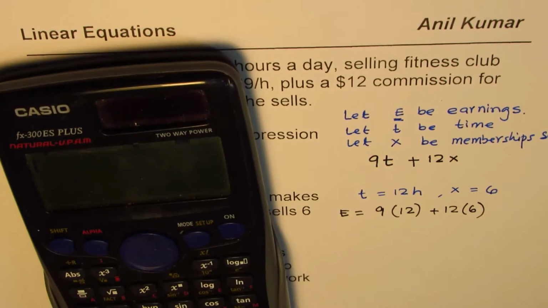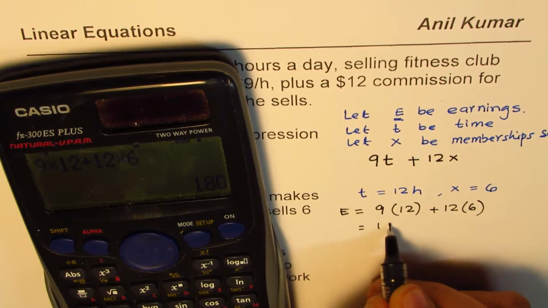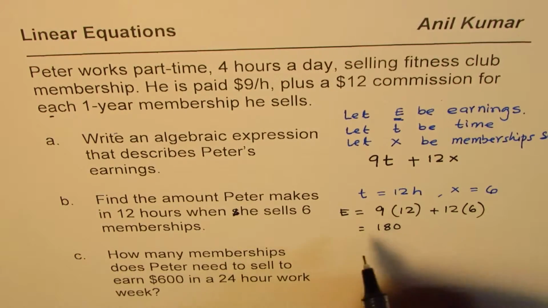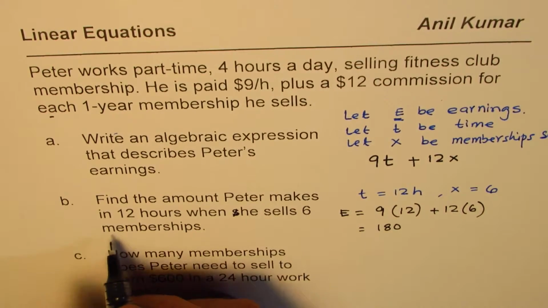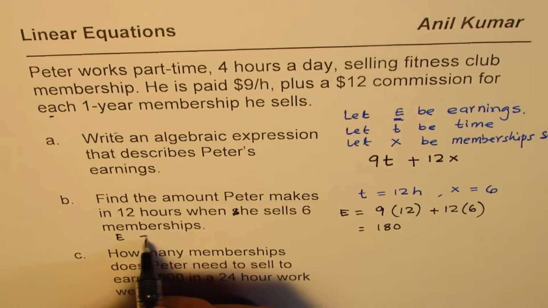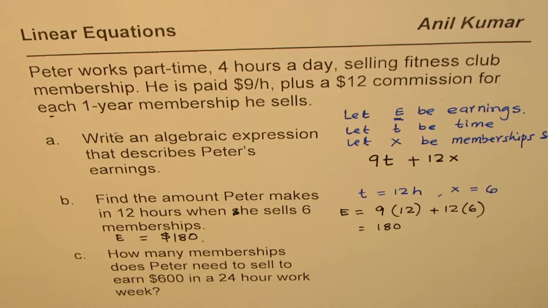You can use a calculator to find the answer, right? So let's use the calculator. So we have 9 times 12 plus 12 times 6. And that is equal to 180. The answer should be in dollars. So we'll write down the earnings are E, earnings equals to $180. It's important to write units.